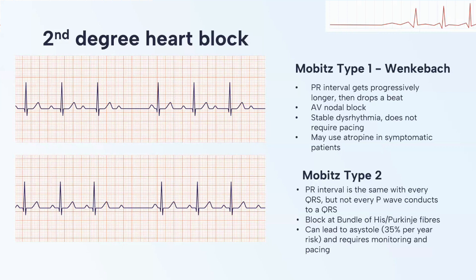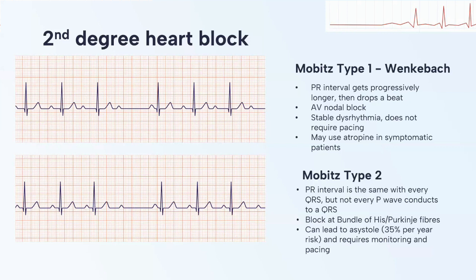Mobitz type 2 doesn't have a special name, but it has normal PR intervals. The PR intervals are constant, and then it drops a beat. So how you differentiate a type 1 and a type 2 is by looking at the PR intervals. If you've got regular PR intervals that are not prolonging, then it's a type 2 block.